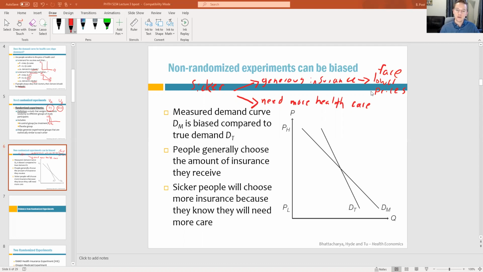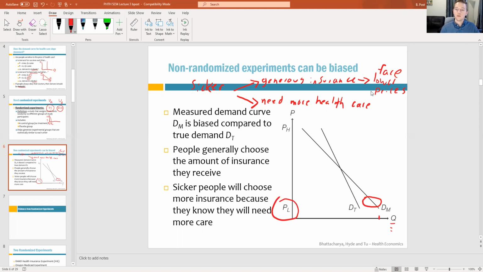So who's going to be facing these low prices? It's going to be all these folks who are sicker and are in more generous insurance coverage. That also means that they're going to need more healthcare. So correspondingly, on this quantity curve out here, this is the demand measured. The demand measured for people who are facing low prices for healthcare is obviously way out here on the quantity demanded curve because they're sicker and they need more healthcare.